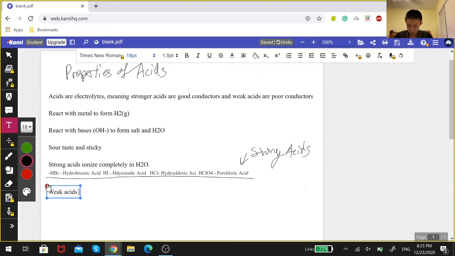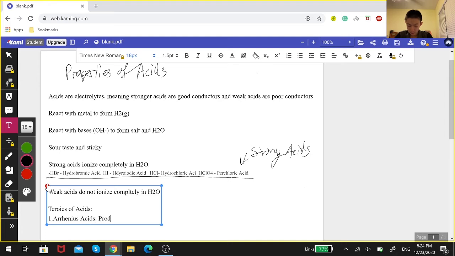Weak acids do not ionize completely in H2O. And we're going to now learn theory of acids, some series of acids. First, we have Arrhenius acids, and they produce H plus in H2O. For example, HCl breaks down into H plus and Cl minus.